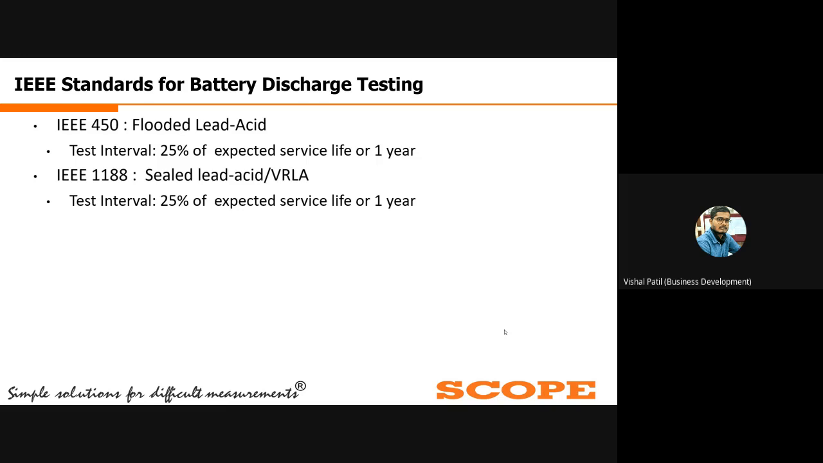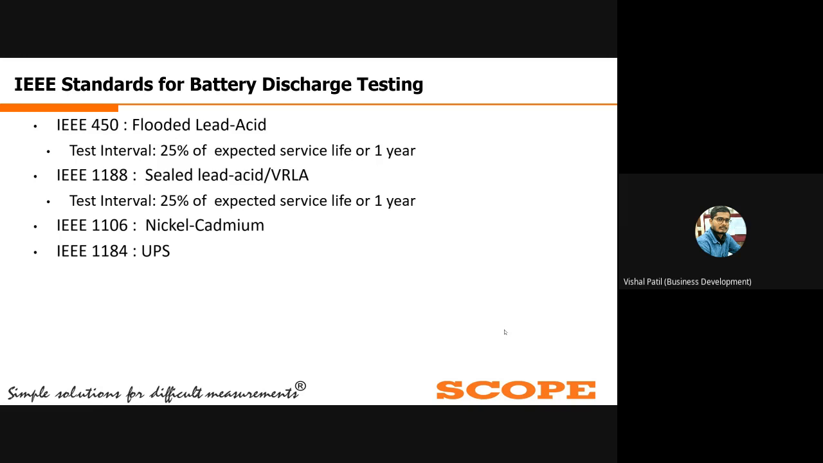this particular IEEE 1188 standard. If you refer to this standard, you will see the different guidelines related to battery maintenance, and different calculations related to the discharge testing of VRLA batteries have been mentioned in this standard. The test interval of this battery discharge test is 25% of expected service life or 1 year. Then next, you can refer to the IEEE 1106 standard for the maintenance of nickel cadmium batteries.